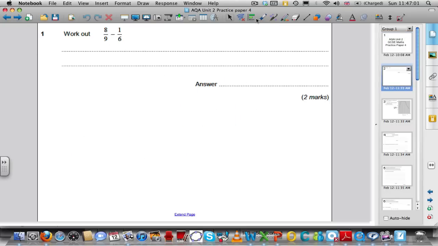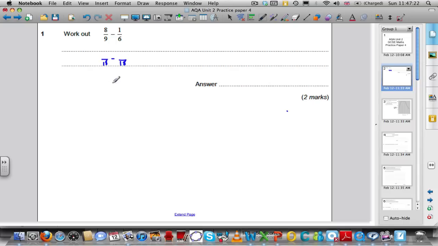8/9 subtract 1/6. The units aren't the same, we need to make them the same. Or you could think of it, if adding or subtracting fractions is your aim, make the denominators the same. What do 9 and 6 go into? What's the lowest common multiple of 9 and 6? Well, it's 18.